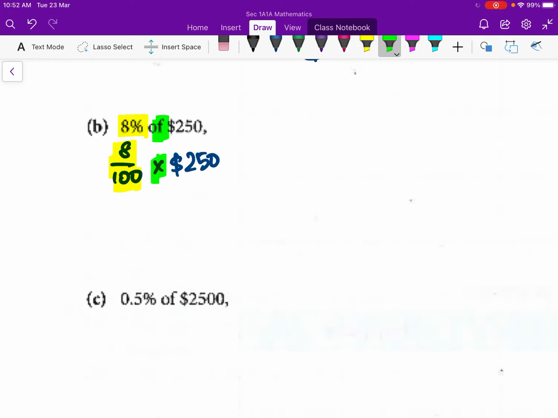And the last one, purple. You see that they are the same? 8% is written as 8 over 100. The word of is the same as times. The 250 didn't change. And then finally, we just need to press everything in our calculator. 0.08 times 250, $20, yes.